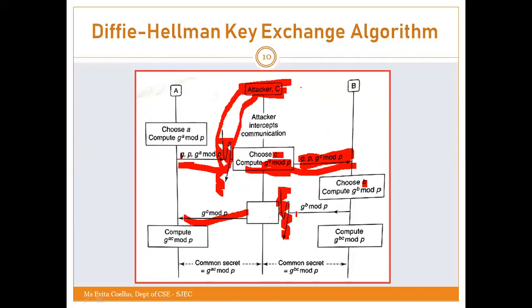Right? So now the next step, computing the shared secret. What has Alice received? She has received G^C mod P. So she can raise this to the power of her secret key and compute G^AC mod P. She's thinking C is Bob's public key, but no, this is the attacker's public key.